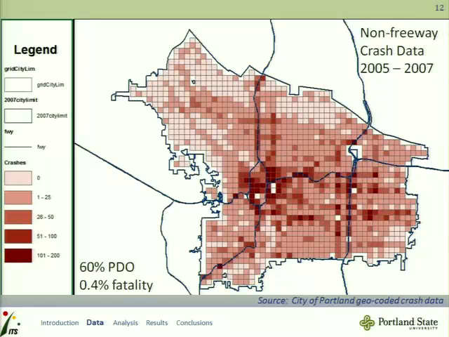Within that crash data, about 60% were PDO, or property damage only, so no injury. There were only 0.4% fatalities. As you look at the spatial distribution of where the crashes fell, they certainly were concentrated in the central business district. You can also pick out some of your favorite major arterials. You can see Southeast 82nd Street very clearly. You can see other arterials such as Powell, probably Interstate going up.